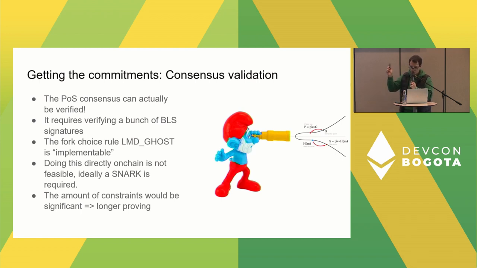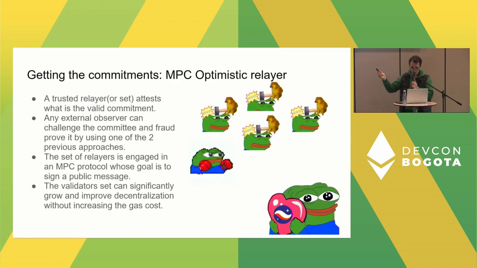Okay, the last approach, which we actually use, is something that we call an optimistic relayer based on MPC. MPC stands for multi-party computation. Maybe before I explain how it works, let me explain the image. I hope it's self-explanatory. So it's an MPC protocol. We have multiple parties. These multiple parties attest something. Then we have an observer that can challenge it, and then we finally have the commitment given to a specific chain, in this case Starknet, once everything is fine.